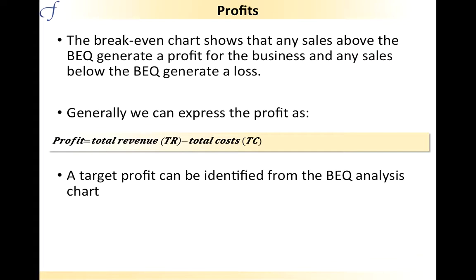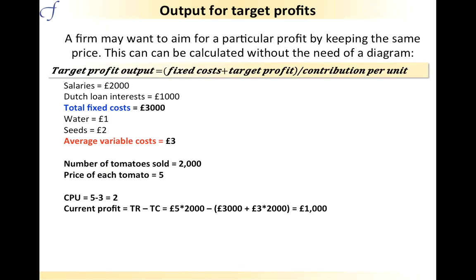In other words, we're not only interested in where our profit is equal to 0, the analysis is also useful to calculate where we can achieve a certain level of profit. We could do it on a diagram or we can do it with calculations. So let's start, for example, with the target output. Suppose that our firm wants to aim for a certain level of profit by keeping the same price, and our costs don't change and our price doesn't change. The only way that we can reach this profit then is by changing our quantity sold.